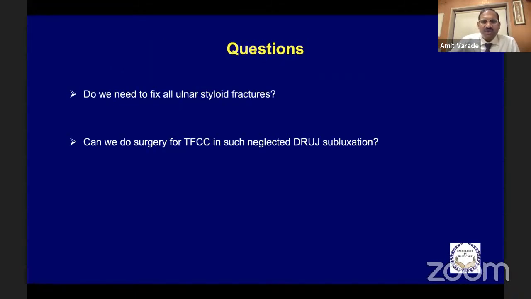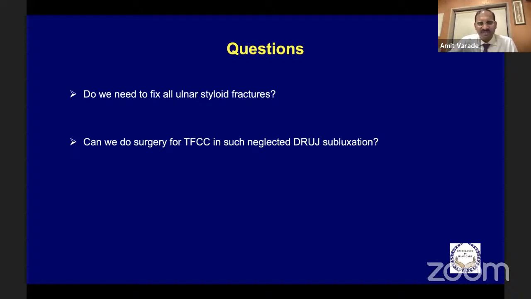So the questions which come to mind: do we need to fix all ulnar styloid fractures? And can we do surgery for TFCC in such neglected DRUJ subluxations? Regarding the first question, ulnar styloid fractures: when there is a fracture from the base of the ulnar styloid, there are a lot of chances that the TFCC might be avulsed along with the ulnar styloid.